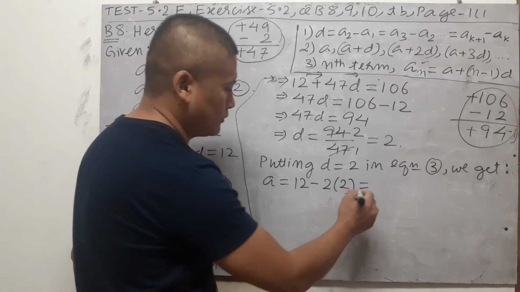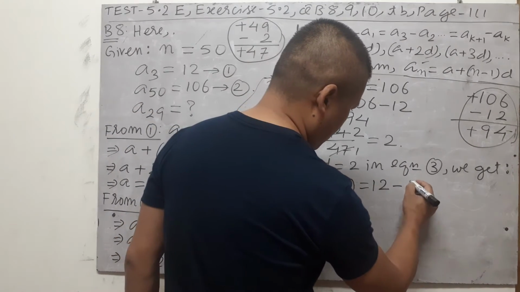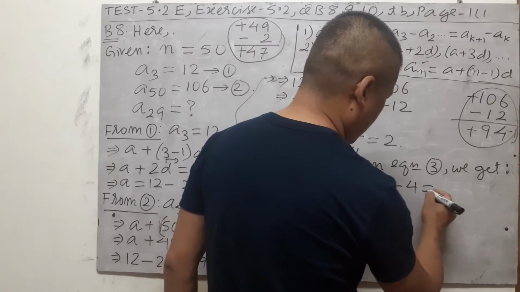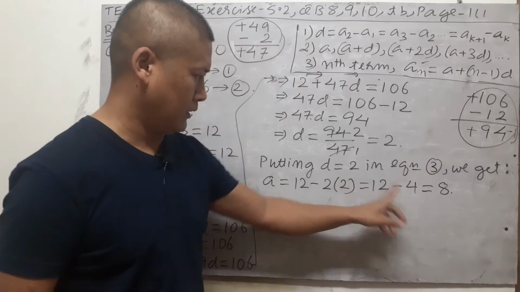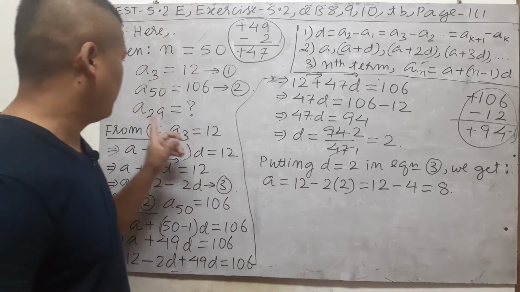So that will be equal to 12 minus 2, 2 twos are 4, right? And simple subtraction, 12 minus 4 is 8. So our a value is 8 and d value is 2. So we have a and d, which means we can easily find the 29th term.